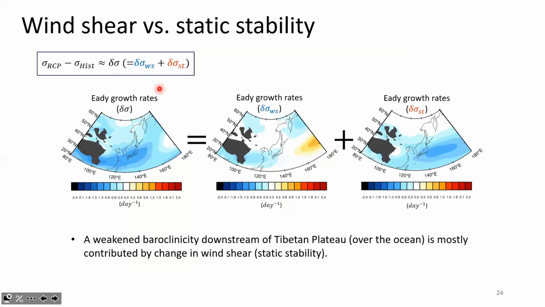This is the result of this approximated equation. First, you can see that this approximation is quite similar to the left-hand figure as shown before. The middle and right figures show these two baroclinic components' contributions. Wind shear induced the weakening of Eady growth rates downstream of the Tibetan Plateau, and static stability also contributes to the Eady growth rate change downstream of the Tibetan Plateau, but it contributes more to the baroclinicity change over the oceans.